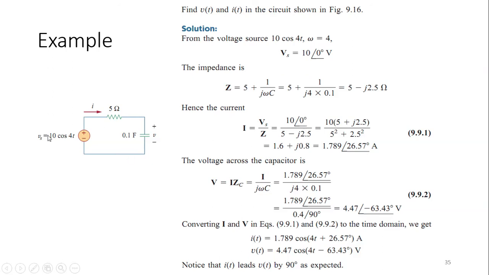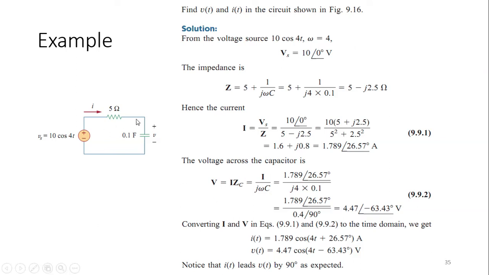So source voltage is nothing but 10 angle 0, because we have nothing in addition to omega t as the angle of cos. So it would be 10 angle 0 divided by 5 minus j2.5, which we just calculated here. After mathematical manipulations, we can get phasor current as 1.789 angle 26.57 amperes.